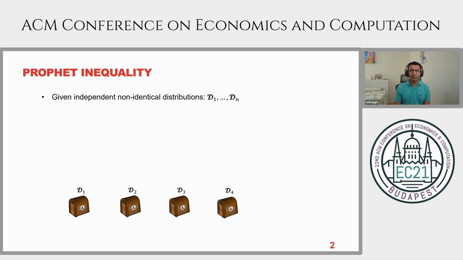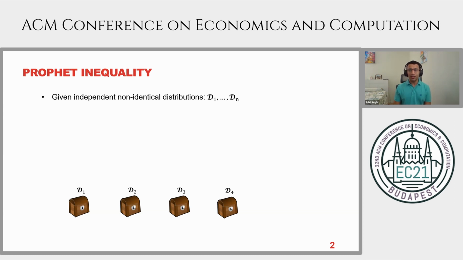So what's the basic prophet inequality? The setup is as follows. There are n distributions. Think of these as n boxes, each containing some reward, where the reward in the ith box is drawn from some distribution di. These are all independent distributions, and these distributions are known to you upfront. So these are just d1, d2, d3, d4, some n distributions.